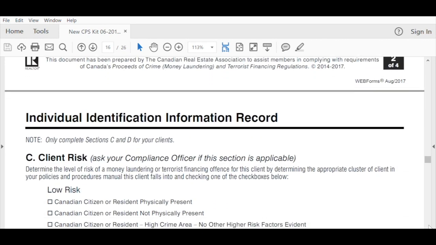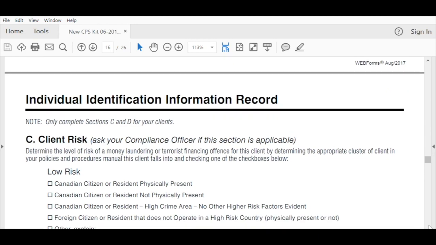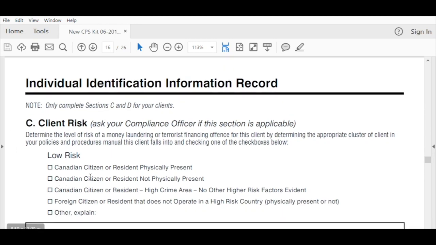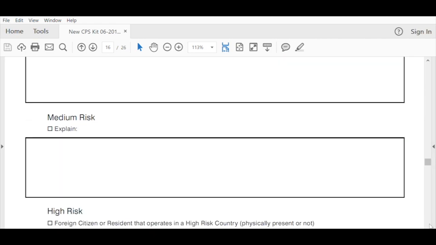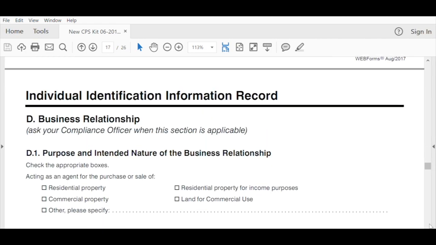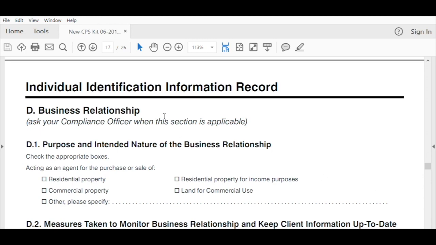and then you can go on to the next couple of pages to identify your client risk. If they are low risk, as a Canadian citizen or resident physically present, or foreign citizen or resident that does not operate in a high risk country, or medium risk, then you have to explain what the medium risk or high risk is. Then you also have to explain your business relationship. Is it for residential properties or residential property income purpose, or commercial property or land for commercial use, or anything else?